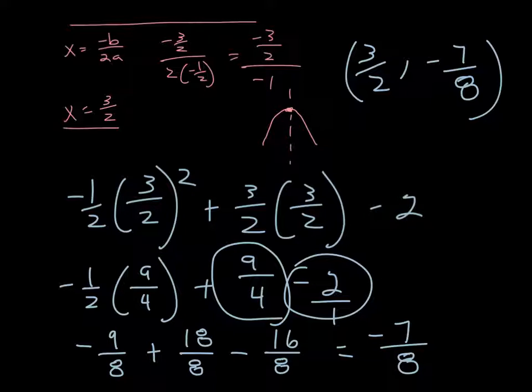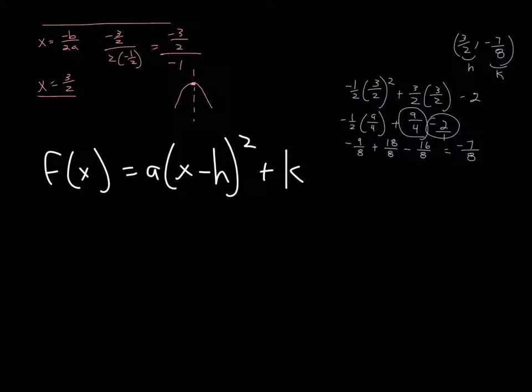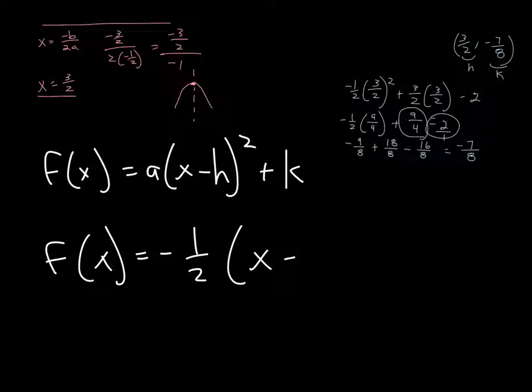Well, you remember the vertex form is a times x minus h all squared plus k. Well, this is h and this is k. So let's write that form right quick. So here's our vertex form, and we're just going to substitute our values in. Now, a comes from the original equation, and the original equation tells us that a is negative 1/2. So we have f of x equals negative 1/2 times x minus our 3/2 from our vertex, all squared, plus our k, actually I'm not even going to write that plus because it's a negative 7/8.